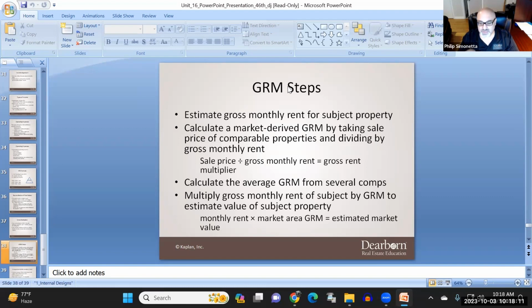And then to calculate the average GRM from several comps, you take the gross monthly rent multiplier to estimate the value of the subject property. You take the monthly rent times the area GRM. You take three houses and get the multiplier for all of them, and then you multiply that by the monthly rent and it gives you the estimated market value. It's like a backwards calculation. So if you're looking for an investment property, does that make sense the way I explained that?